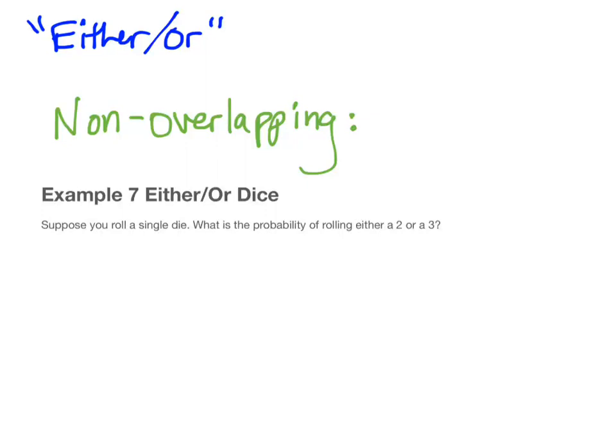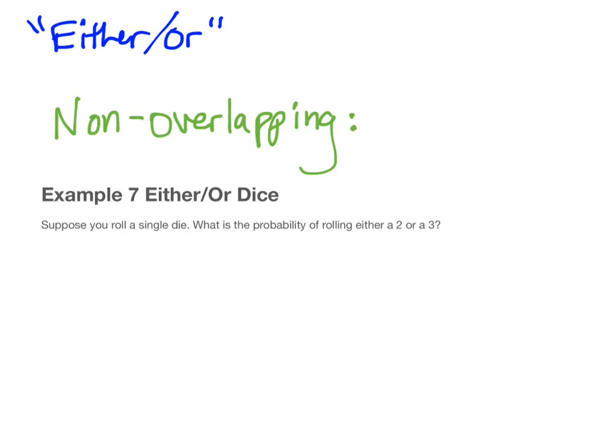Let's consider the probability of OR events. Suppose we roll a single die. What is the probability of rolling either a 2 or a 3? These are considered non-overlapping events, meaning we couldn't get both of them at the same time, because we're rolling a single die.